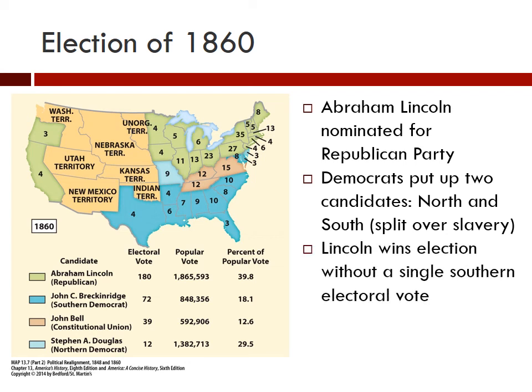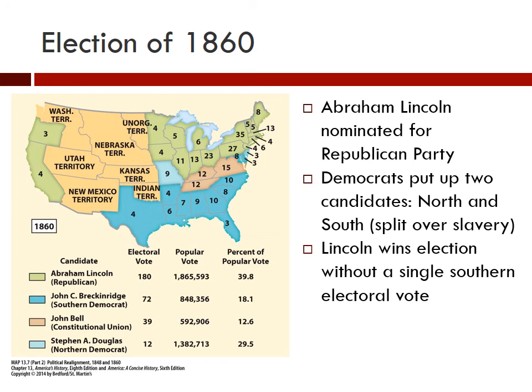Lincoln wins the election without a single Southern electoral vote. As you can see in the map here, nothing below Pennsylvania voted for Abraham Lincoln. He won with 180 electoral votes. That was the majority.